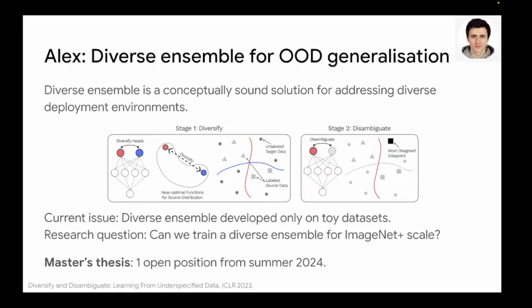Finally, Alex is working on diverse ensembles for out-of-distribution generalization. A diverse ensemble is a conceptually sound solution for out-of-distribution generalization and adapting to possibly different environments at test time. The current issue is that if you look at the papers, they are not scalable. They're only tested on toyish datasets. Here the question is whether you can extend the methods to be more scalable. Can you scale this up to ImageNet-plus scale, basically? And the results will soon be published as well. And he also has one capacity for a master thesis from summer.